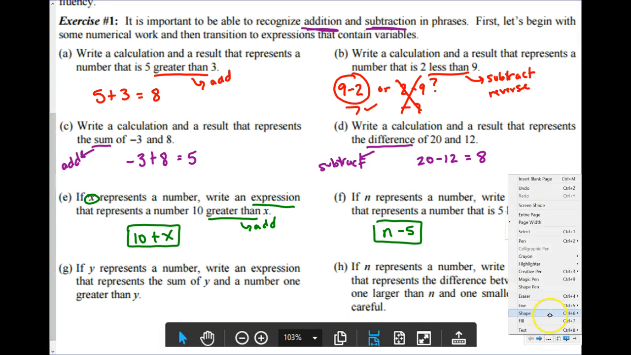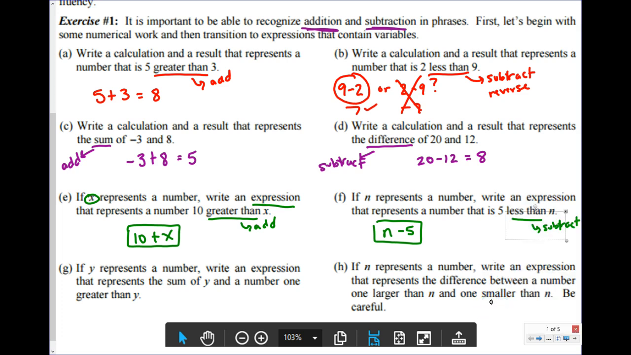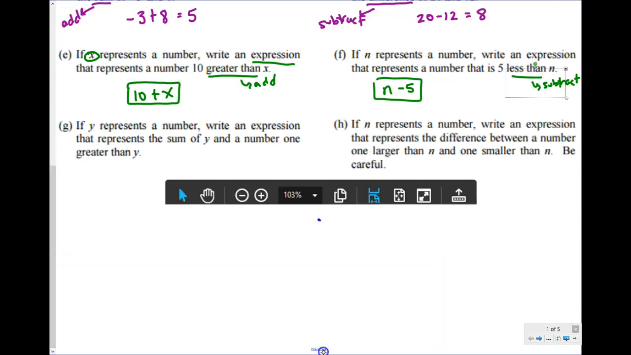Letter G. If y represents a number, I'm not quite sure why. Hold on just one second, sorry.